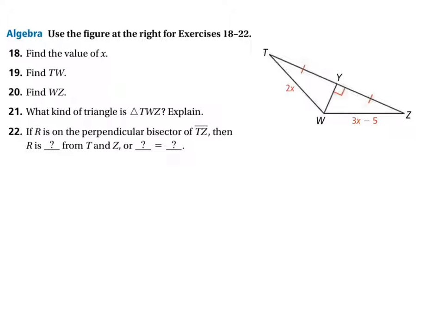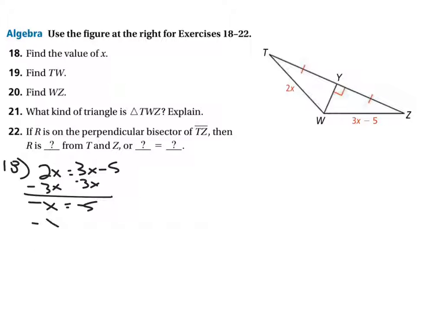I'm going to do it down here, 18, just label it: 2x equals 3x minus 5, and subtract 3x from both sides. Negative x equals negative 5, and if we divide both sides by negative 1, we get x equals 5. That's our answer, x equals 5.